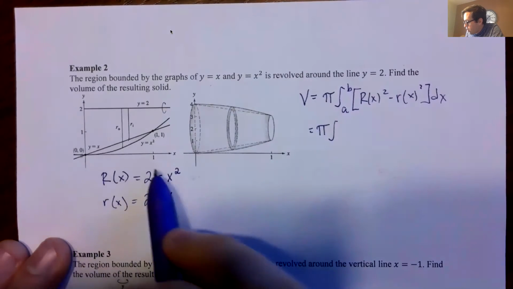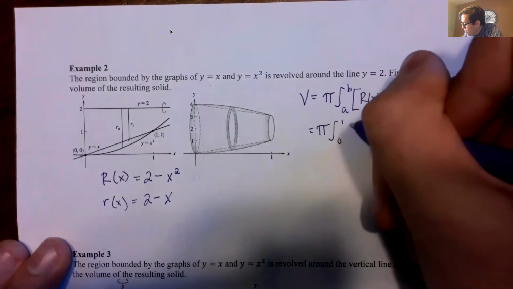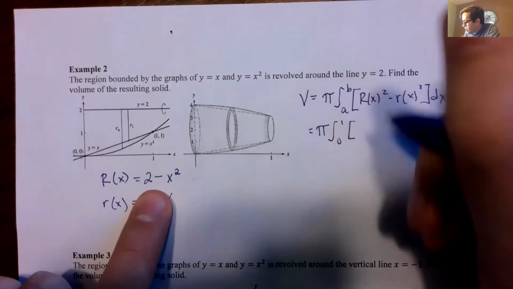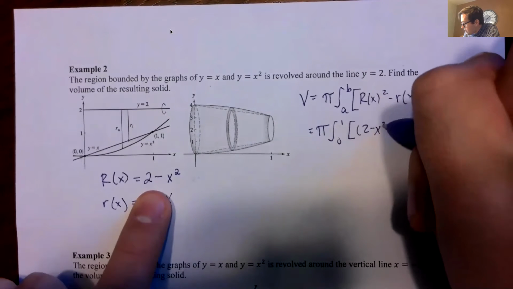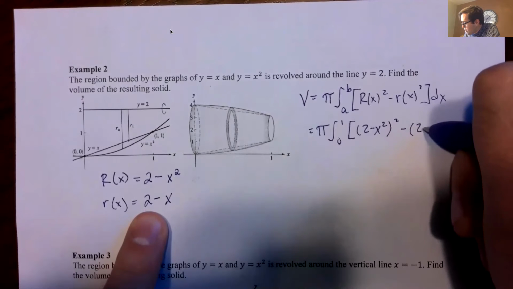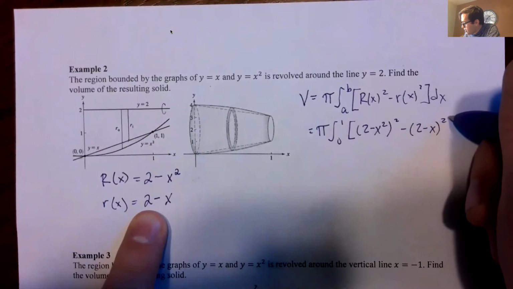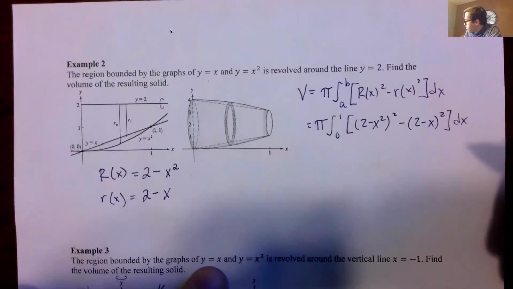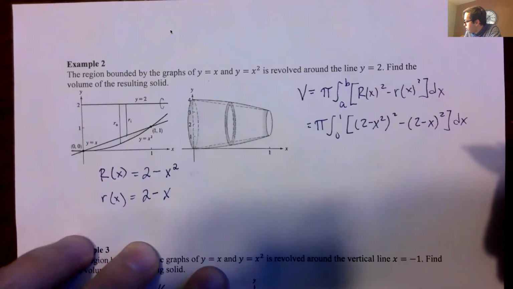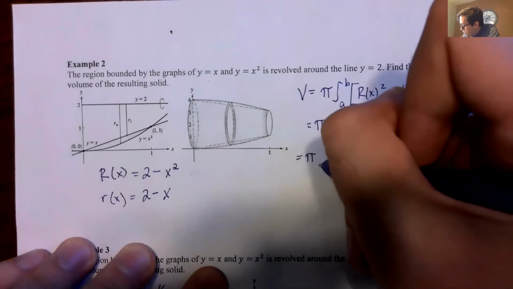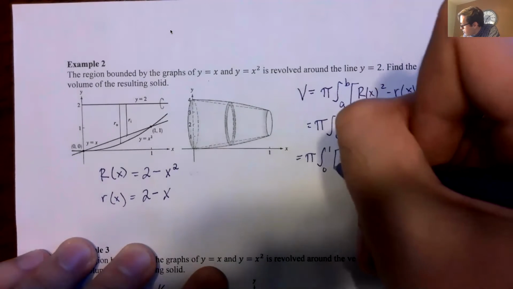So once again, we're going from x values of 0 to 1. Our outer radius was 2 minus x squared. The inner radius is 2 minus x. Okay, so we are going to now calculate this. And again, I would like to be able to do this by hand, which we can do, but it's going to be a little bit of work.